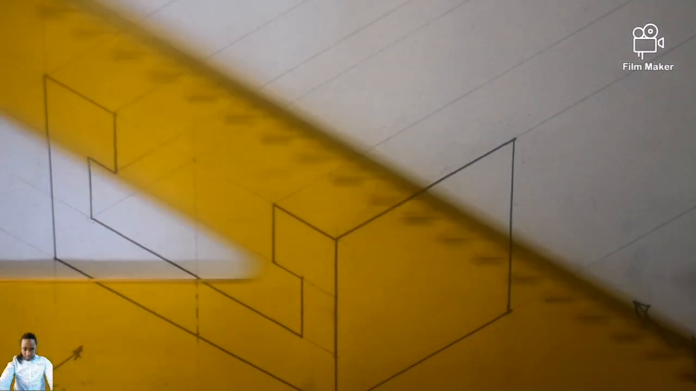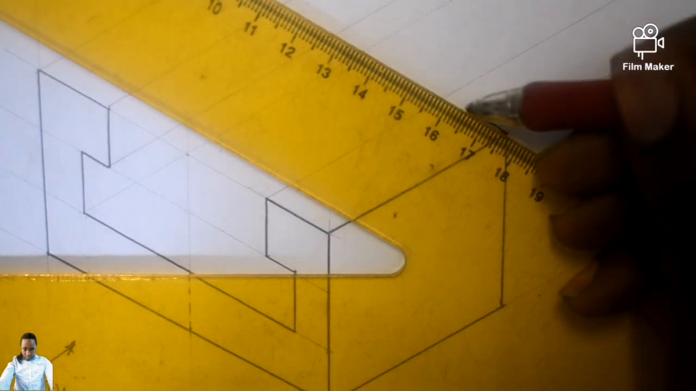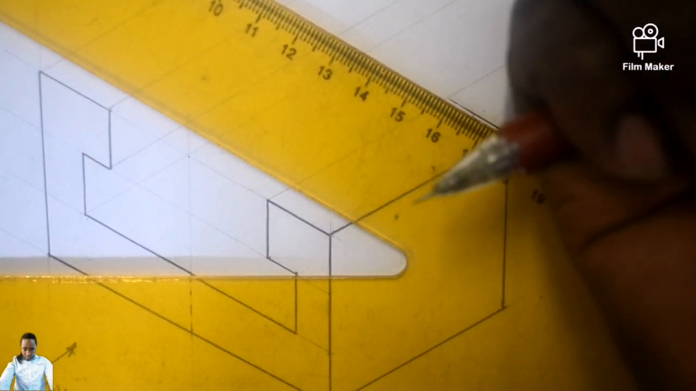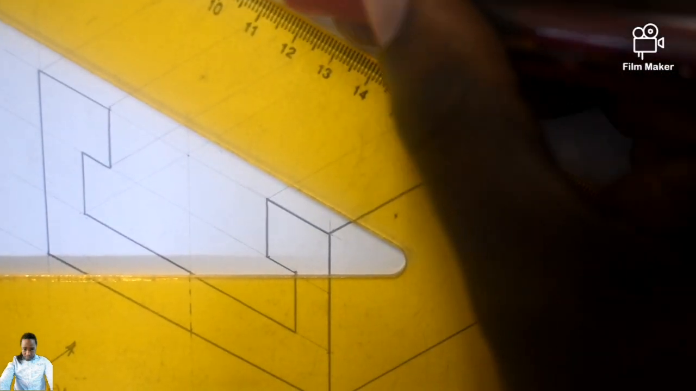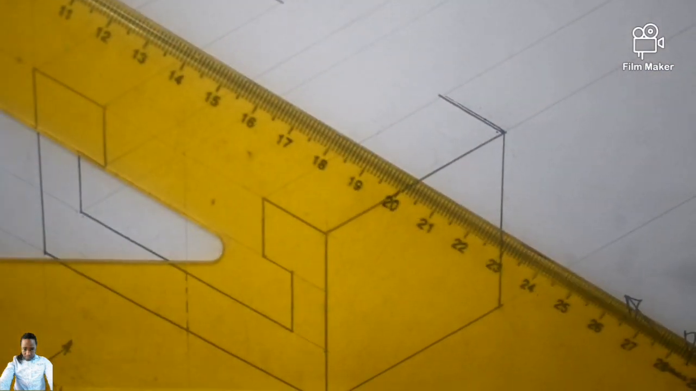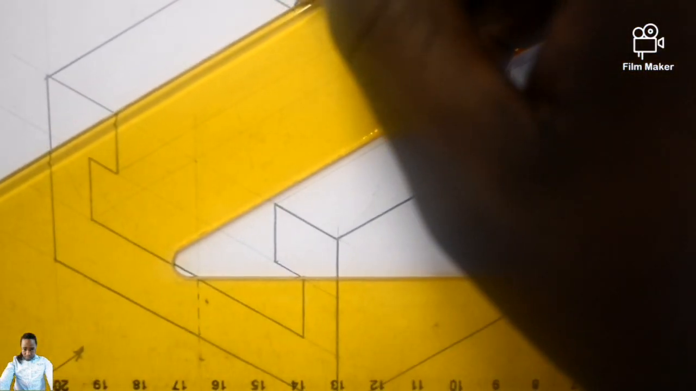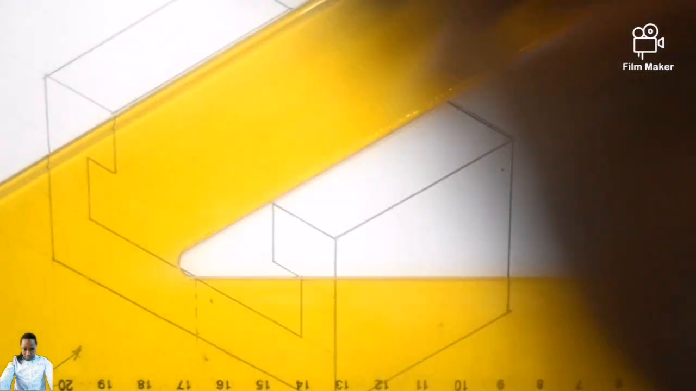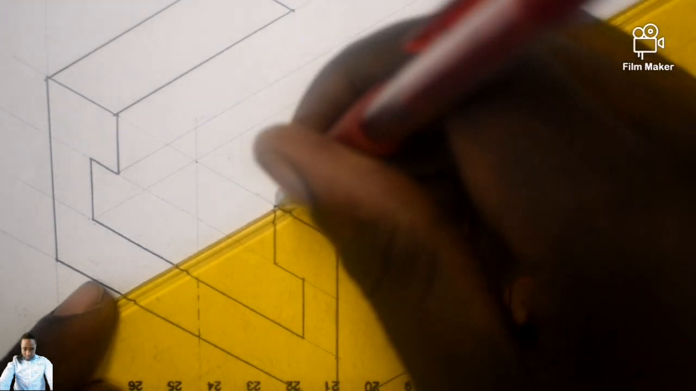So you just push it till this point. There you go. Even this side I can do it once. There you go. There you go. There you go. And there you go.